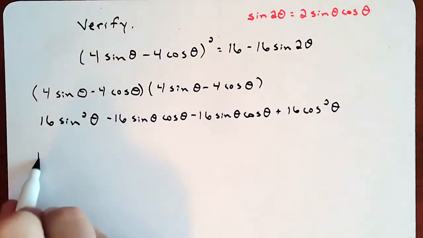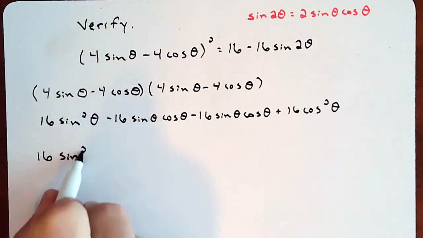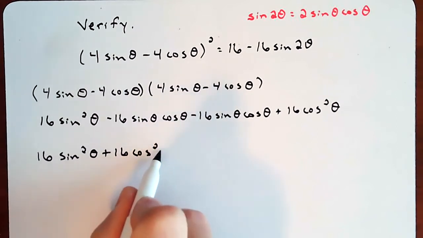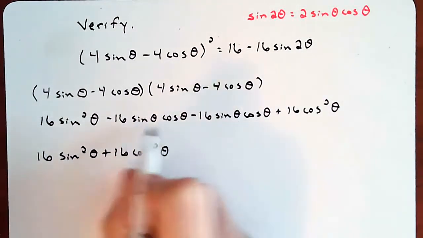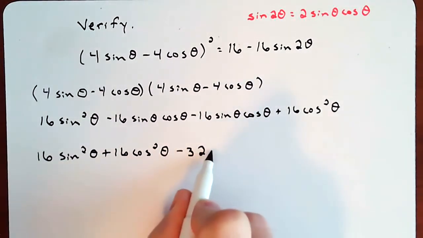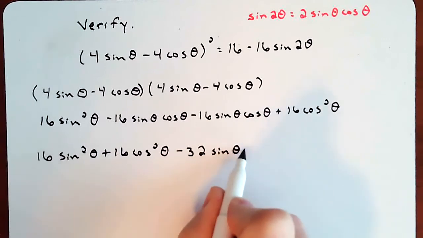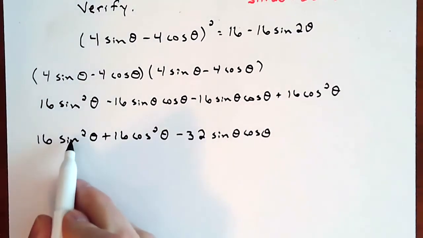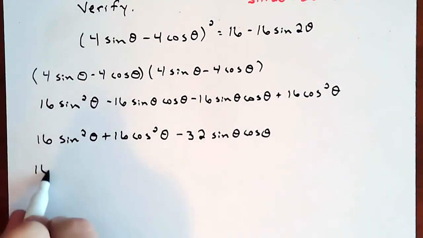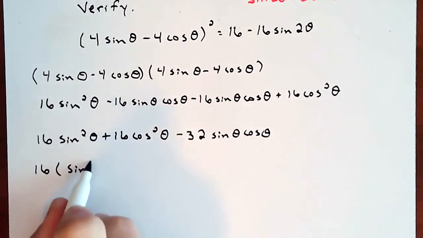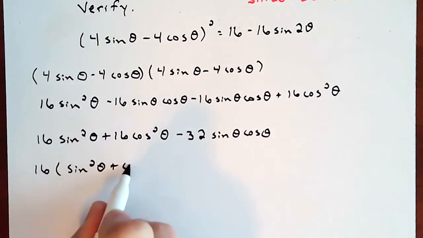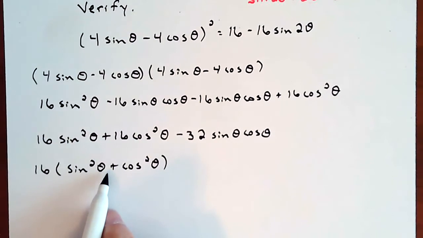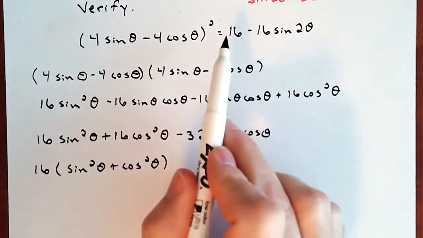So this is going to be a 16 sine squared plus 16 cosine squared. And then if I put my sine cosines together, that's going to get us a negative 32 sine theta cosine theta. All right. So here I have a sine squared plus cosine squared if I factor off a 16. And that one's good because sine squared plus cosine squared is 1. So that will become 1. And then that'll get us our 16 that we're looking for.